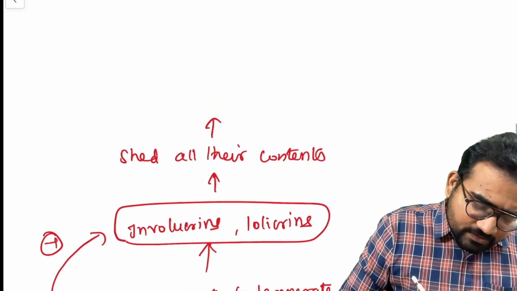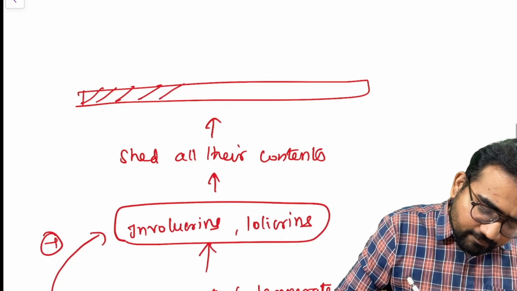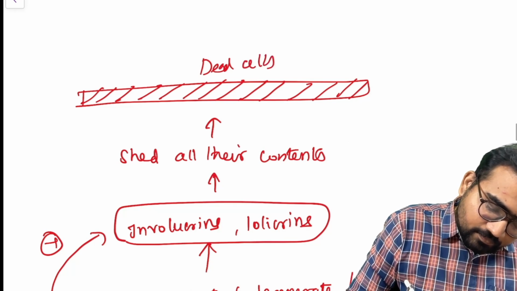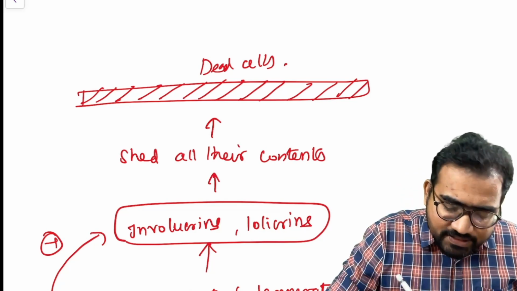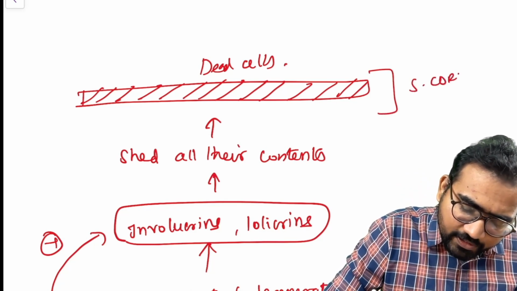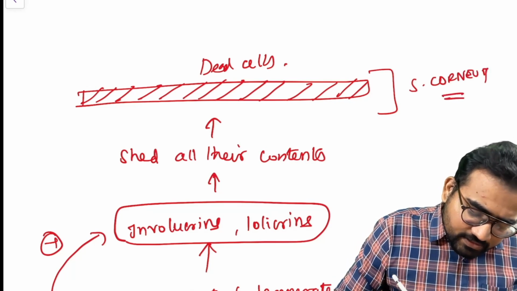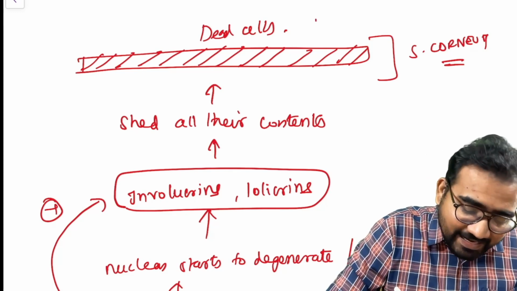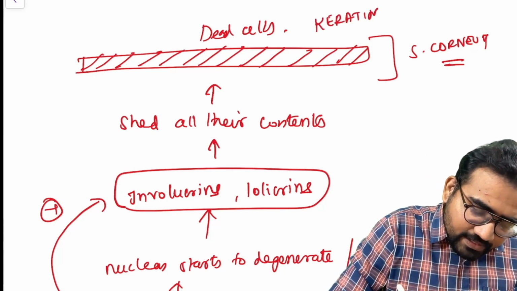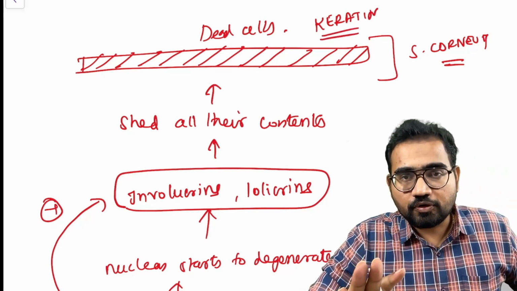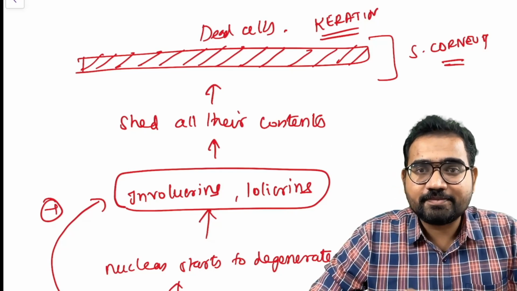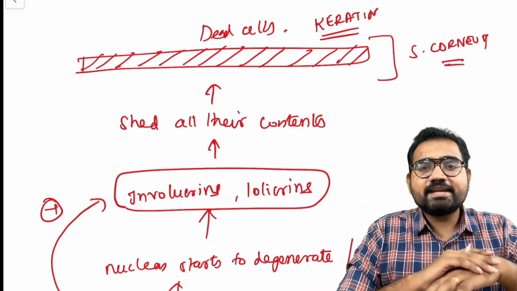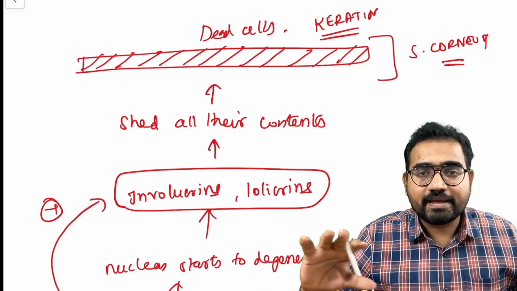and that becomes a layer of dead cells, right? This layer is called stratum corneum, and these granules shed all their contents. This dead layer is called keratin. So what is keratin made up of? It is made up of keratohyalin granules and some proteins like involucrin and loricrin. So basically keratin is a dead layer. It acts as a waterproof barrier.